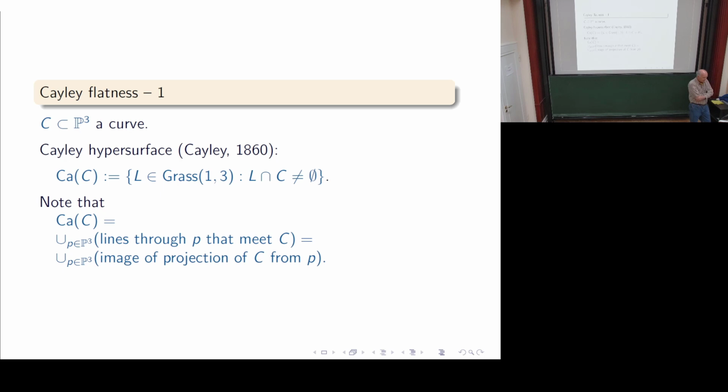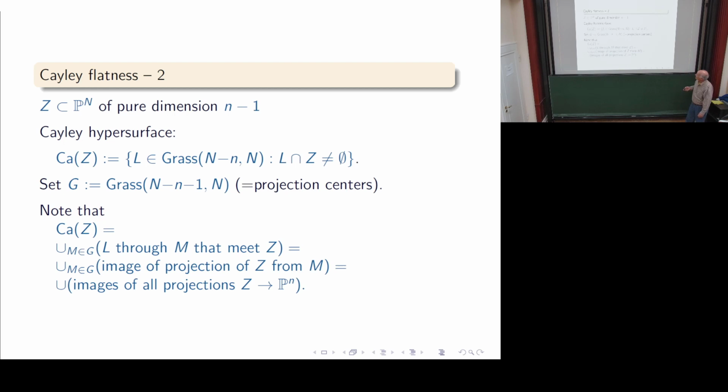Now, if you look at it slightly differently, I can think of this as the union over all points of the lines that meet C. It's overcounting, but it's fine. It's just a P1 bundle over it. But if you fix P and look at the line through P that meets C, that is exactly the image of the projection of C from P. So now I believe you see the connection. If you look at this Cayley hypersurface, it contains the same information as all the linear projections, all the images of the linear projections.